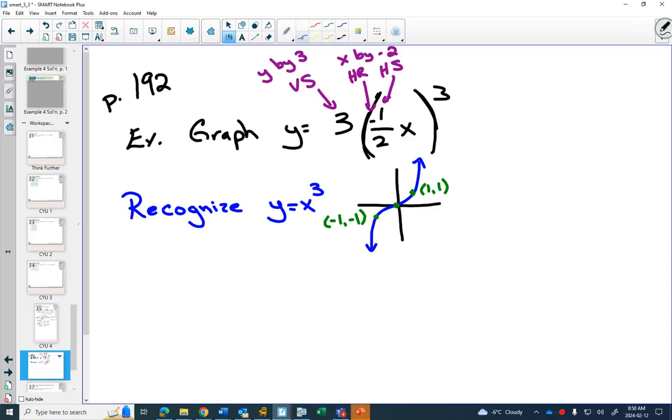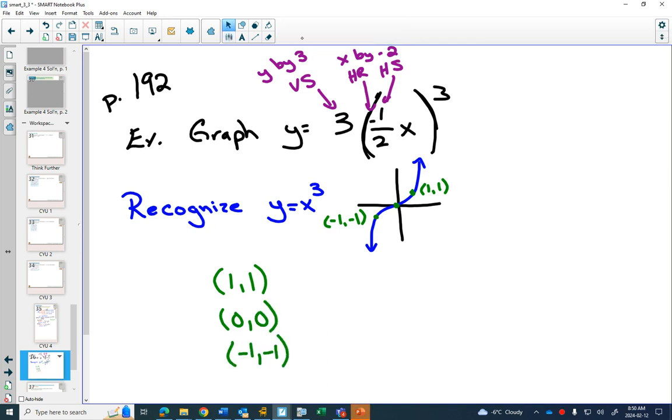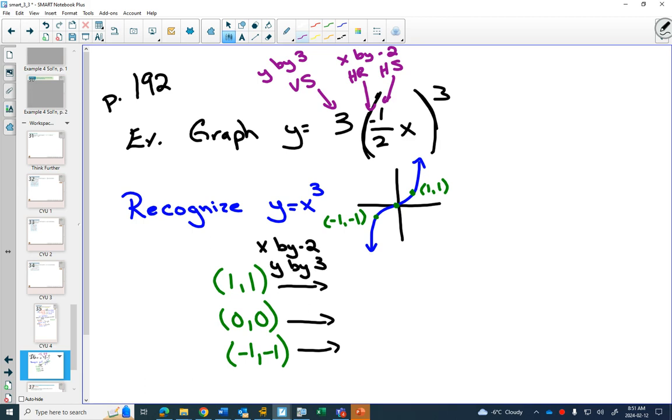So on our original graph, we had (1, 1), (0, 0), and (-1, -1). And according to the equation, we've noticed that we have a vertical stretch, horizontal reflection, and horizontal stretch. So above these arrows, we can write what we need to do. I need to multiply all my x values by -2. I need to multiply all my y values by 3. If I do that, I'm going to get new points.